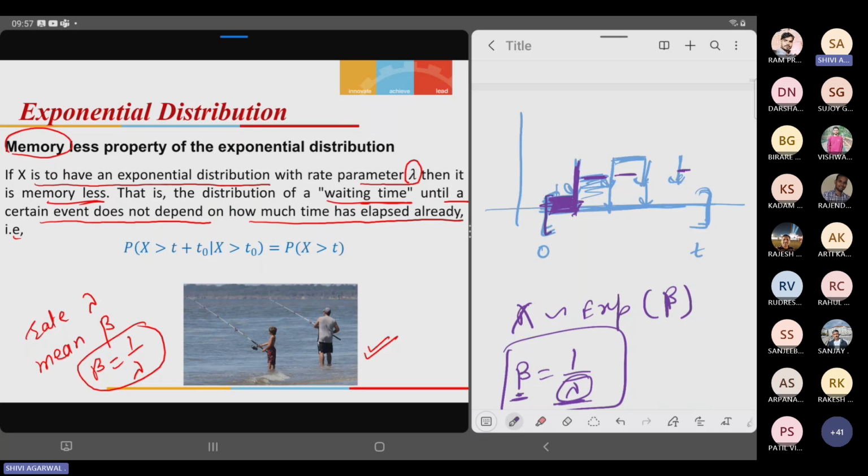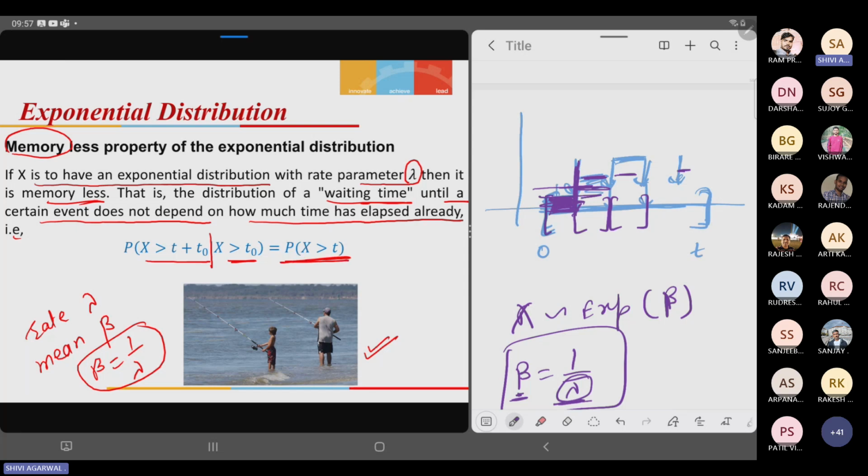It doesn't depend upon the time you took for the first fish to pick the second fish. They just forget about the event that occurred, and after that they start at the initial level. Again it starts from this point, and again from this point. That is known as the memoryless property. So the probability that X is greater than t plus t naught, given that t naught has already occurred, is directly X greater than t.